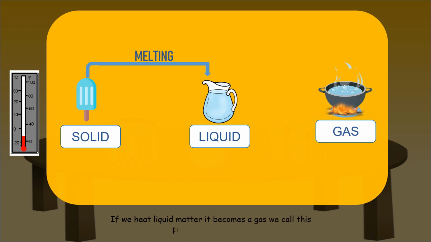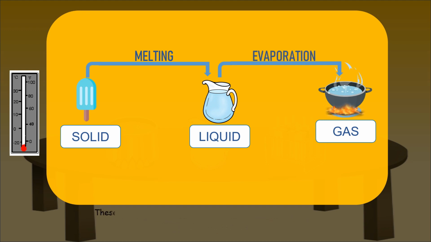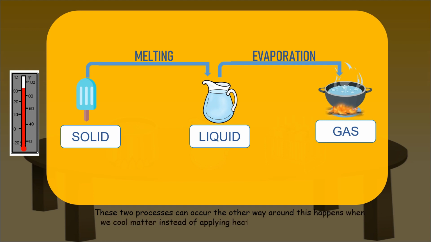If we heat liquid matter, it becomes a gas. We call this process evaporation. From liquid to gas, we call it evaporation. These two processes can occur the other way around. This happens when we cool matter instead of applying heat.